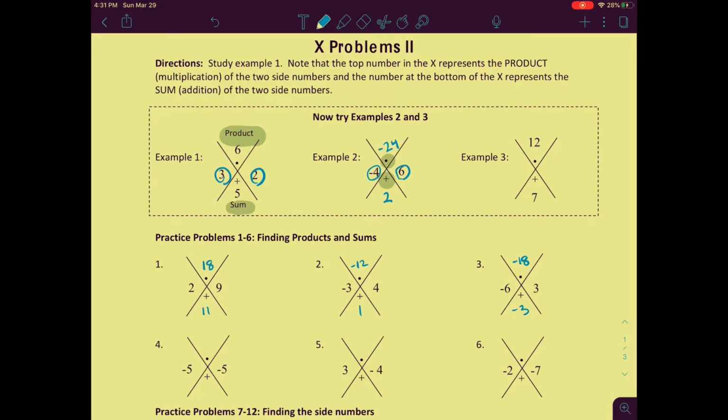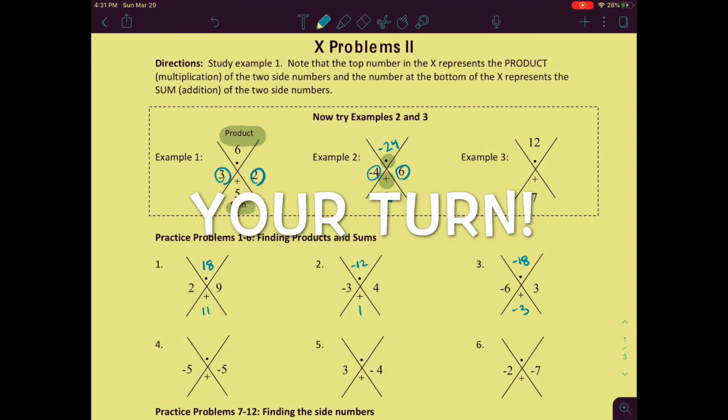Those are X-box problems. When they give you the two numbers on the side, you multiply them together to get the number on top, and you add them together to get the number on the bottom. So following the same structure, I want you to pause the video, work out 4 through 6, and when you think you're done, press play.